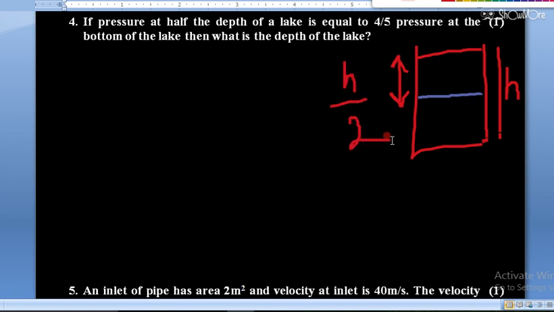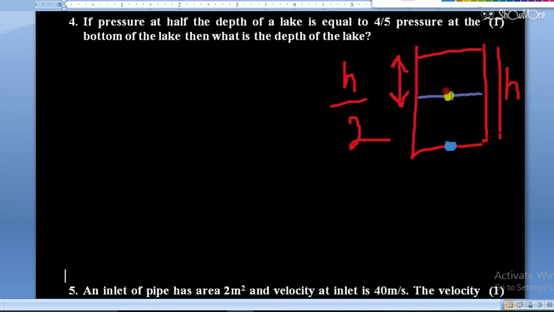So I will give you the concept, after that you have to solve it. The concept for the question is: pressure at this point is 4 by 5 times the pressure at this blue point, this bottom point. So pressure at half of the depth of a lake is equal to 4 by 5 times the pressure at the bottom. So I will give the concept.